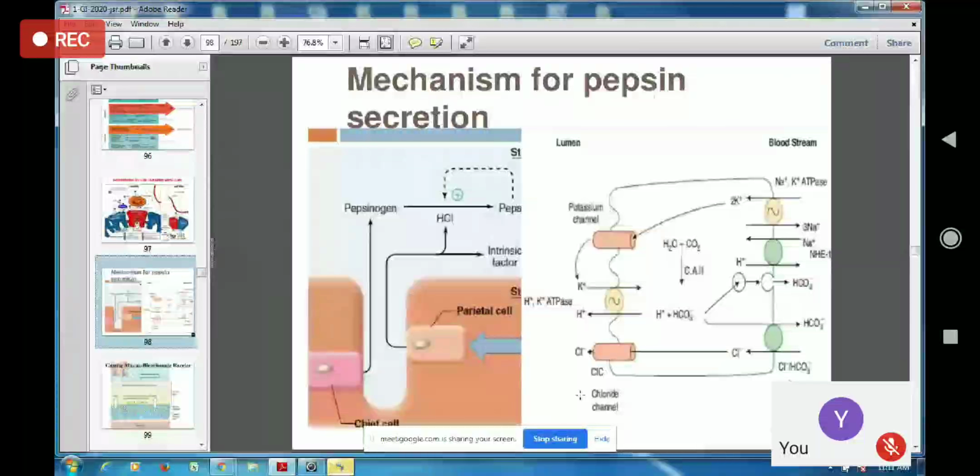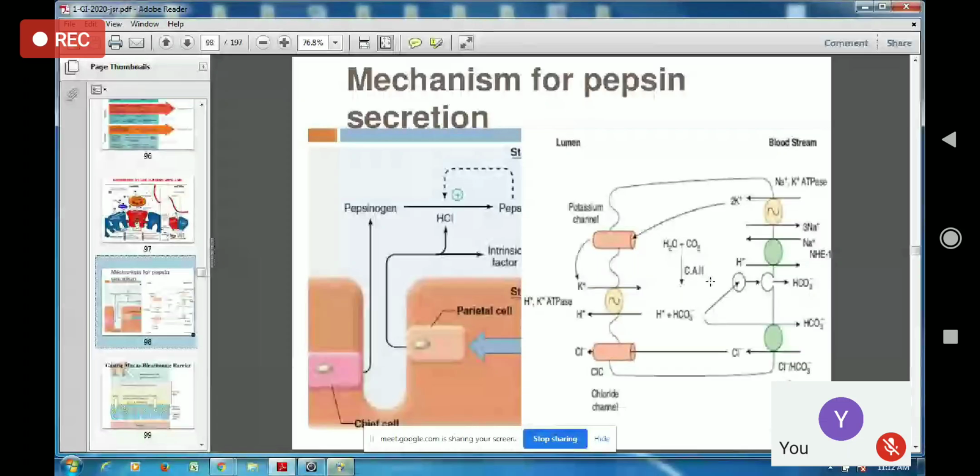Bloodstream, that is the arteries, the bloodstream, capillaries. Okay, so this is one parietal cell. The main reaction that goes on is water combines with carbon dioxide in the presence of an enzyme, carbonic anhydrase, and this is carbonic anhydrase type 2, so it is CA2. When this reaction occurs, it forms carbonic acid, H2CO3, and that dissociates into hydrogen ion and bicarbonate.